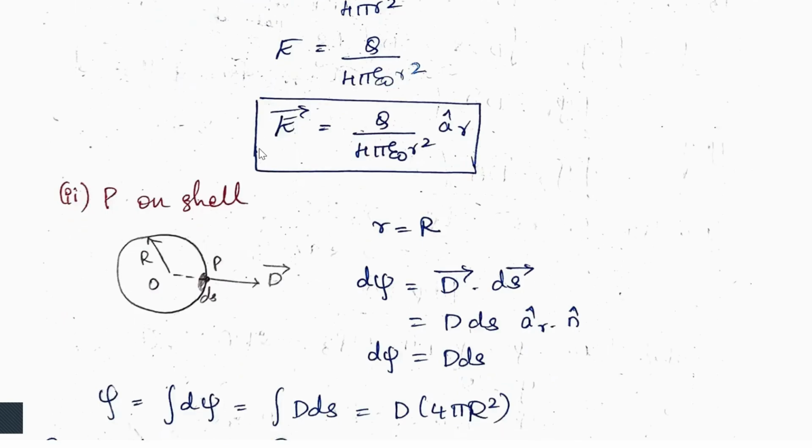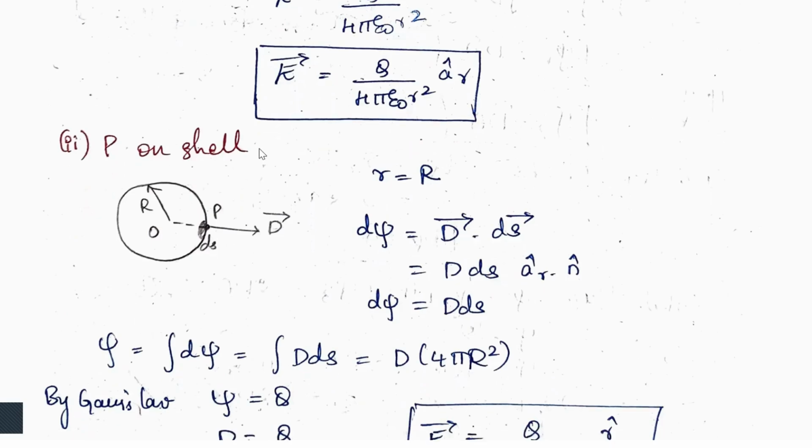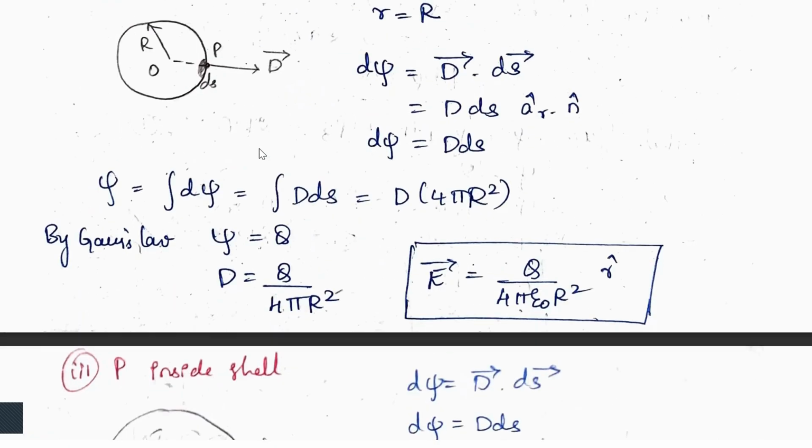If the point P is on the shell, then the small r is equal to capital R. d psi is equal to D vector dot dS vector. The dot product is again 1. It is D into dS. Integrate: psi is equal to Q, D is equal to Q divided by 4 pi r square. Finally, we'll get the equation.